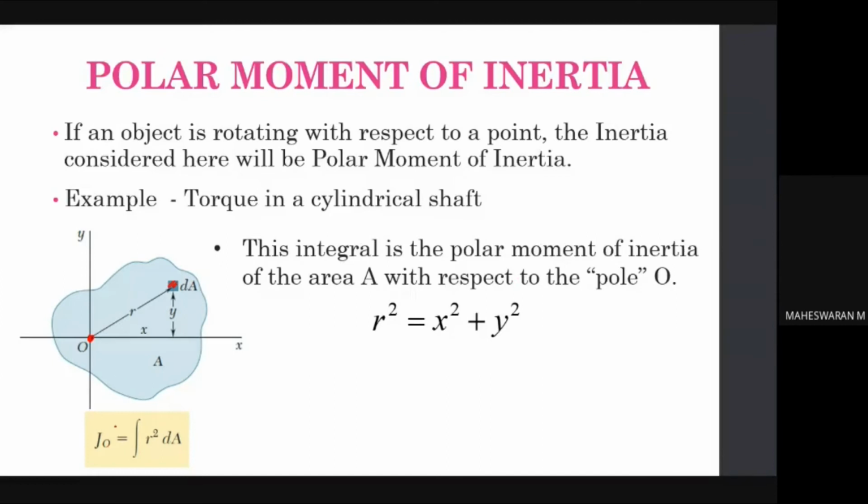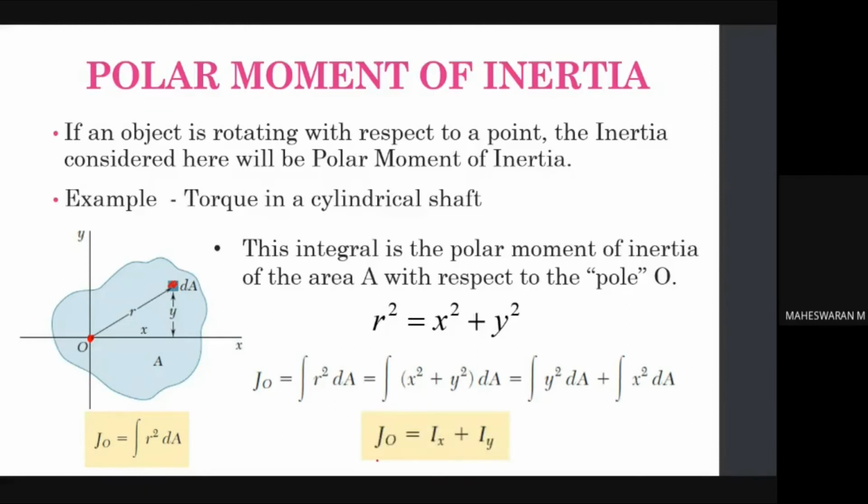Now I want to identify polar moment of inertia. It is nothing but integral R square dA. Previously we discussed integral y square dA and integral x square dA. Now we are discussing integral R square dA, where R is the radius about which it is rotating. So I can write R square dA as integral x square plus y square dA, which means integral y square dA plus integral x square dA.